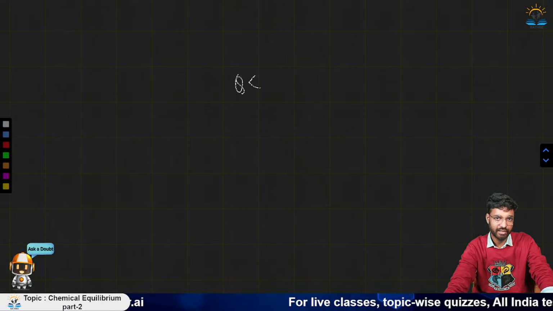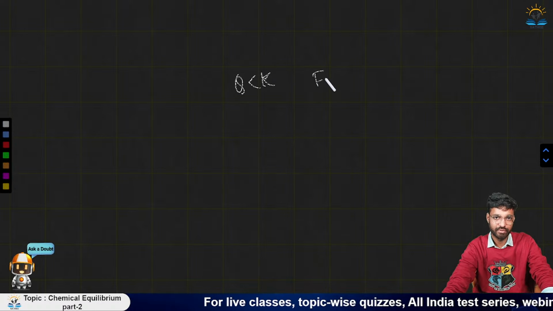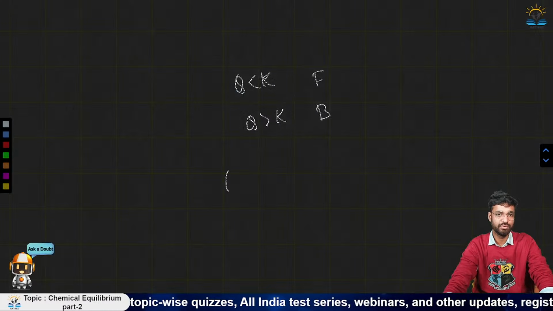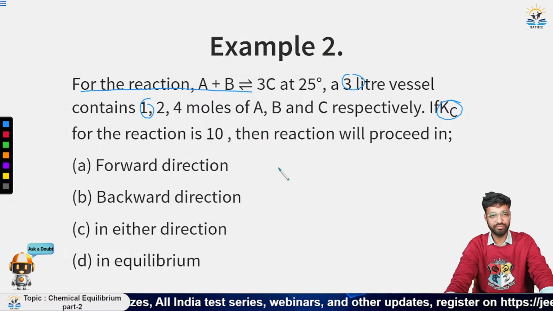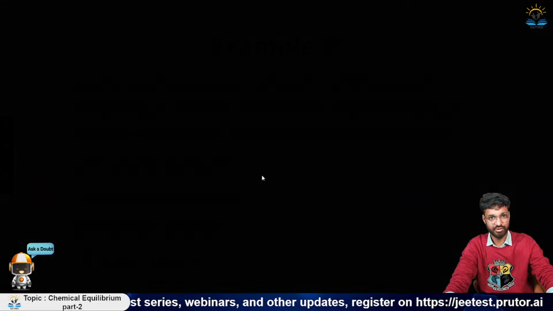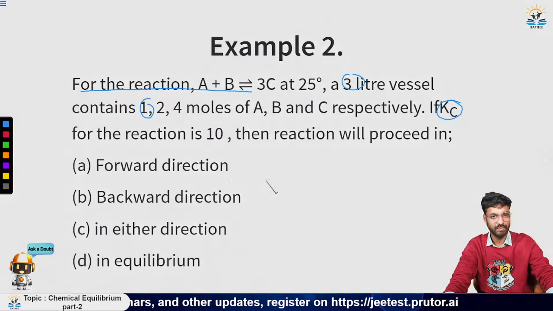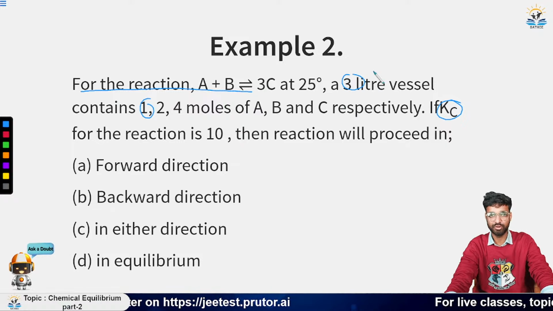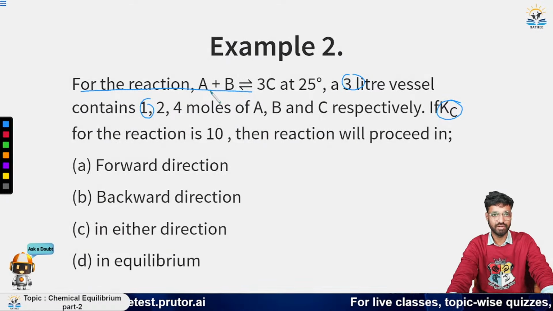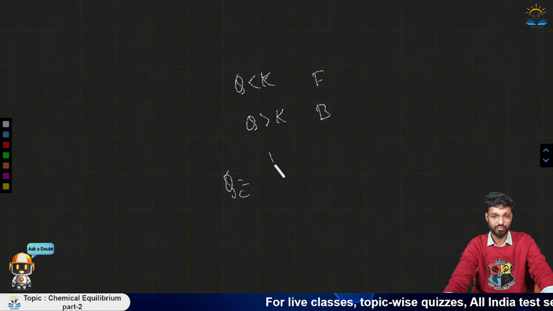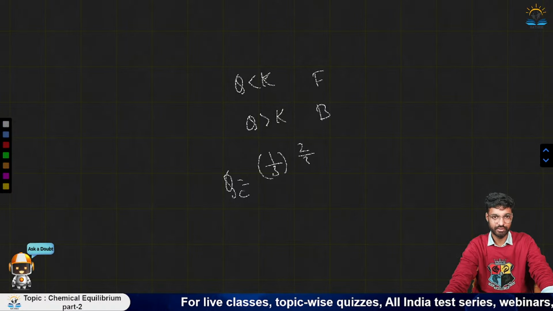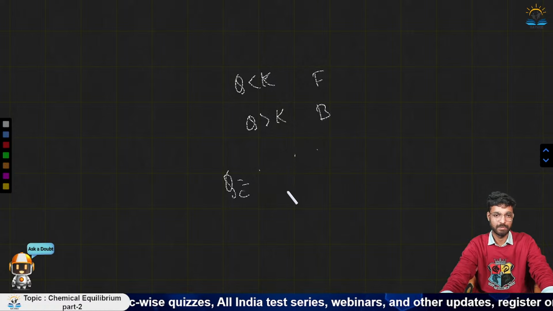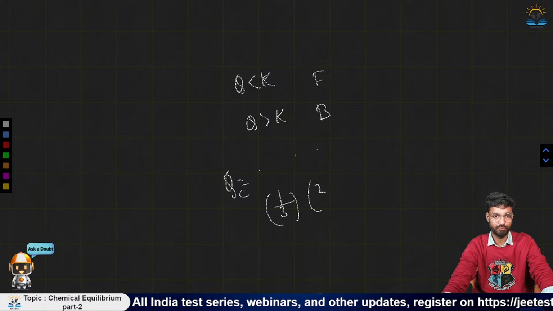So if Q is less than K, then forward. If Q is greater than K, then backward. So let us find Q. We are finding Qc here, so it will be the number of moles per unit volume, because we need the concentration and we know the volume. Let us see for A and B. A and B are 1 and 2, so 1 by 3 and 2 by 3.